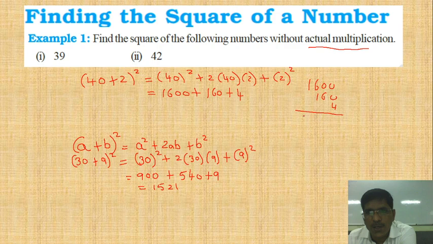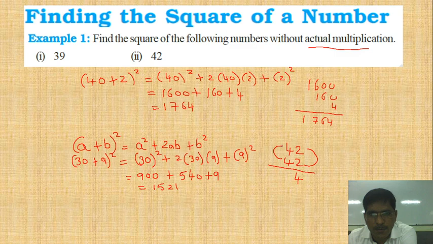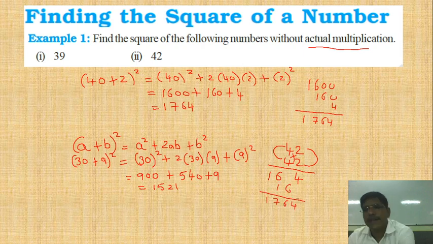By the shortcut method we can also find 42 square. We multiply 2 square here, that is 4. Here 4 square is 16. Cross multiplication, that is 8 twos are 16, so 1764. It means my answer is correct. One more sum like that. Chalo.